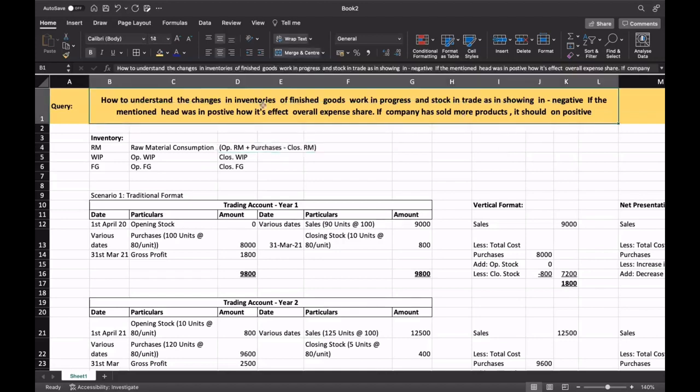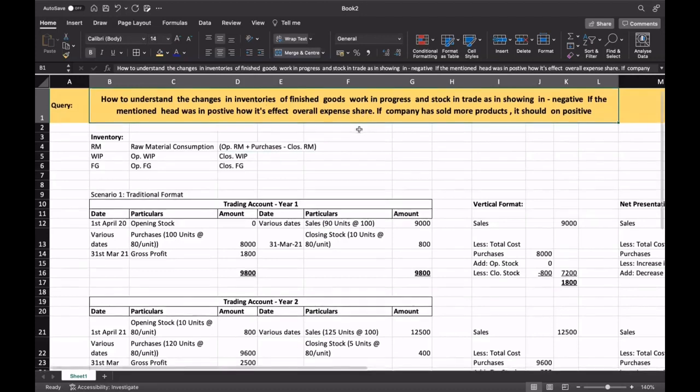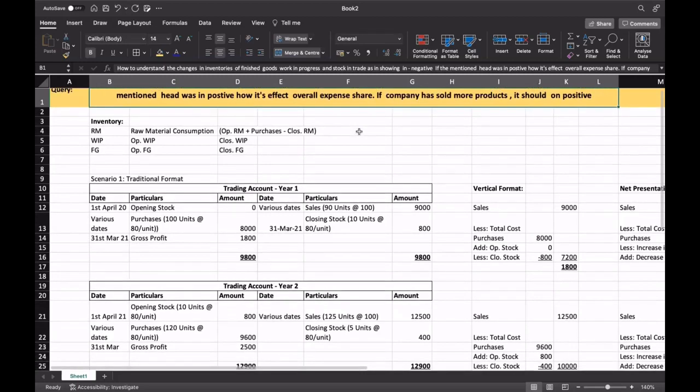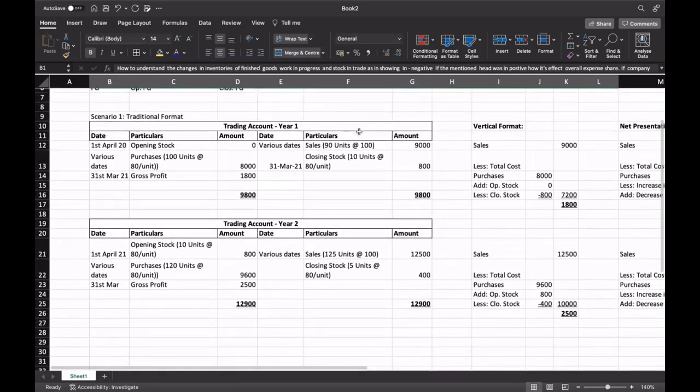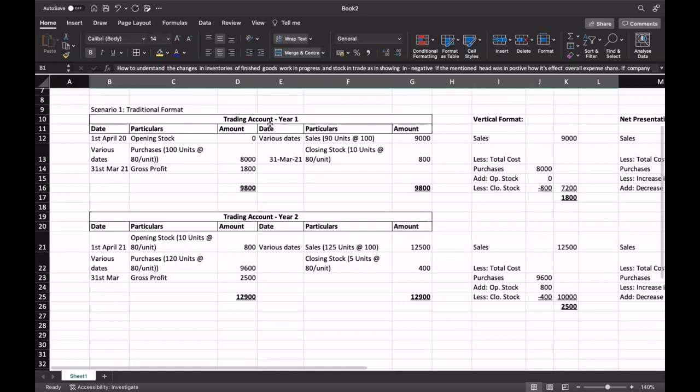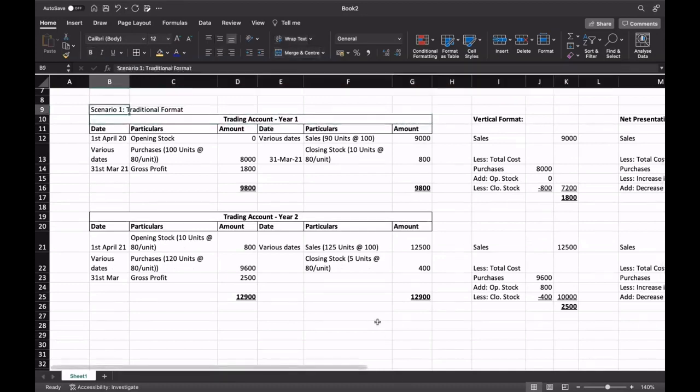How to understand the changes in inventories of finished goods and work in progress. For explaining this, I'm going to take a simple traditional format based explanation. Then I'll come to the vertical one. Now look at this. I'm going to call this scenario 1 and this scenario 2. Scenario 1, I'm preparing a traditional trading account. So this is basically in T format. You have left hand side, right hand side. We say debit side, credit side and all.